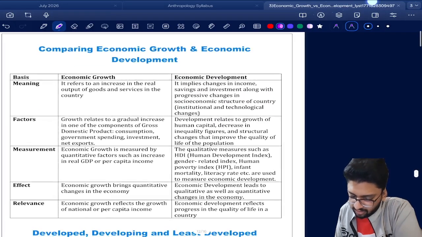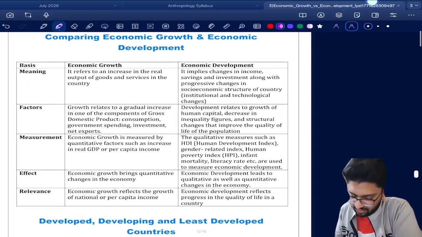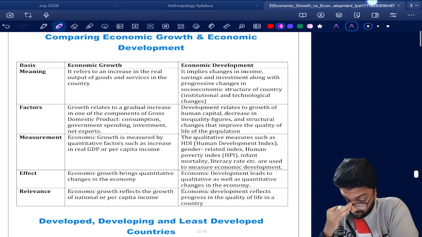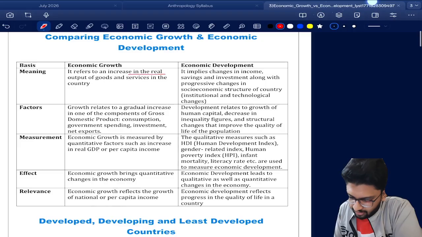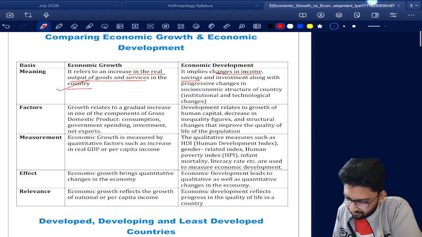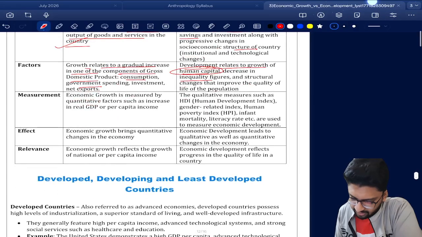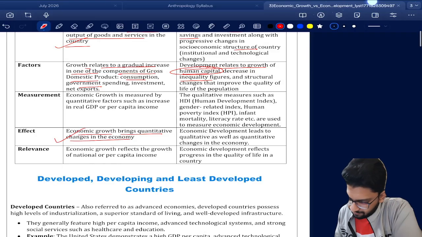Comparing economic growth and economic development. So this is the difference between them. Economic growth refers to an increase in the real output of goods, implies change in income, savings. Growth rate relates to gradual increase in one component of the gross consumption. Okay. Development relates to growth of human capital, decrease in inequality figures. Effect: economic growth brings quantitative changes in the economy. This will bring qualitative changes.